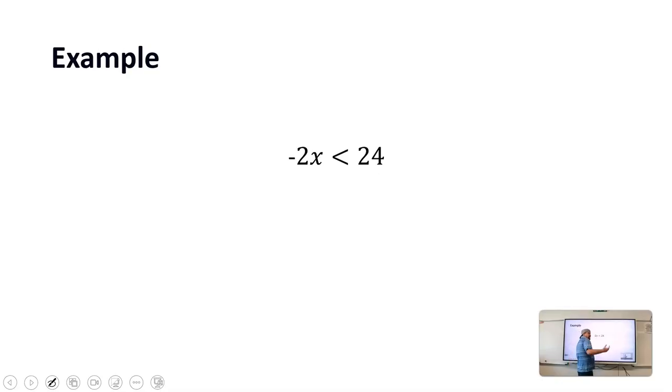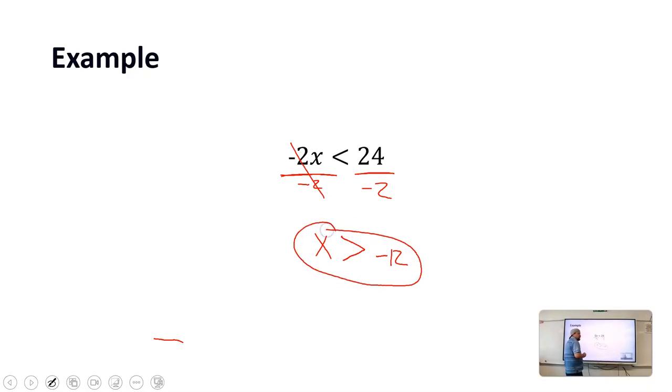Okay, so I'm just going to solve it like a regular inequality. We're going to divide both sides by a negative 2 first. And negative 2 and negative 2 cancel. And I'm left with x on this side. And 24 divided by negative 2 forces it to change signs. So instead of a positive number, it's going to turn into a negative 12. And the fact that it changes the sign when I multiply or divide, that forces this sign to flip. So my solution is going to be x is greater than negative 12.